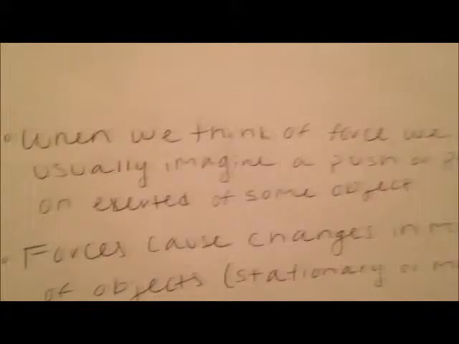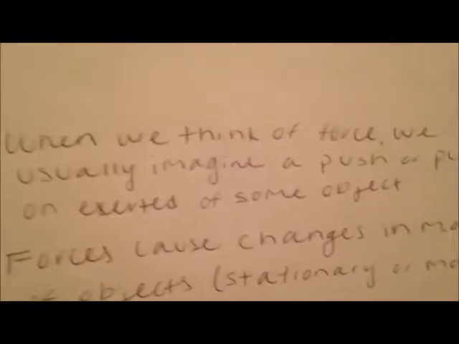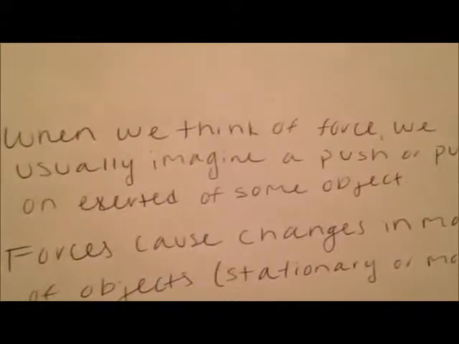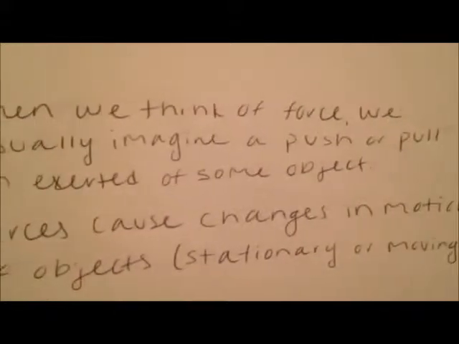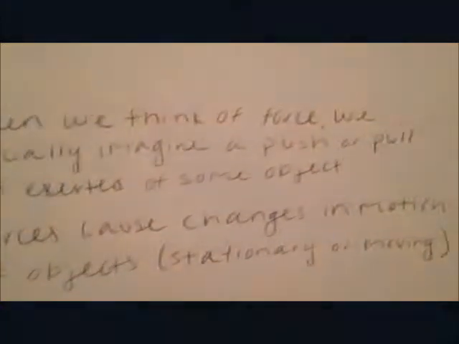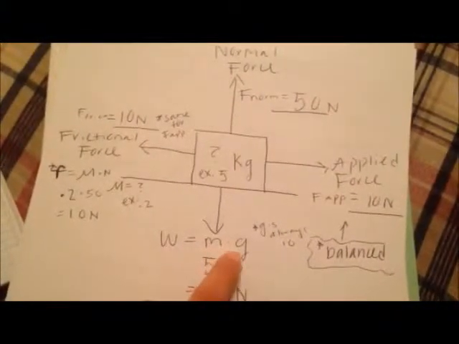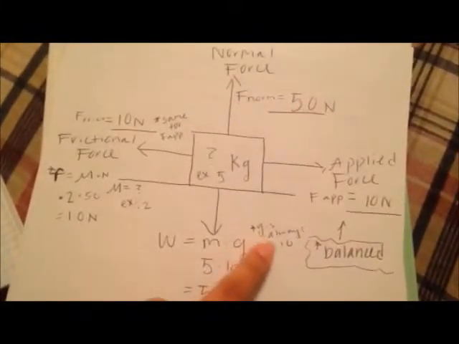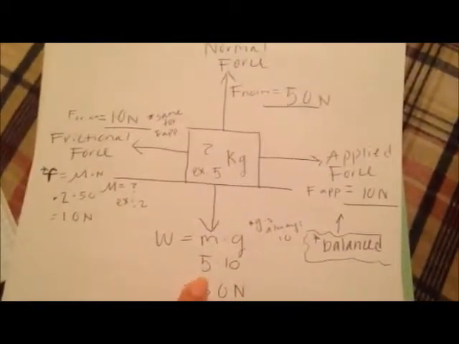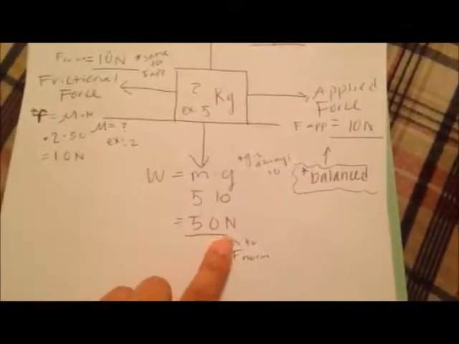When we think of a force, we usually imagine a push or pull exerted on some object, and forces cause changes in motion of objects, whether stationary, which is staying the same, or moving. Next, weight is mass times gravity. Gravity is always going to be 10. So given a mass of 5, you multiply it by 10, and it's going to give you 50 newtons.